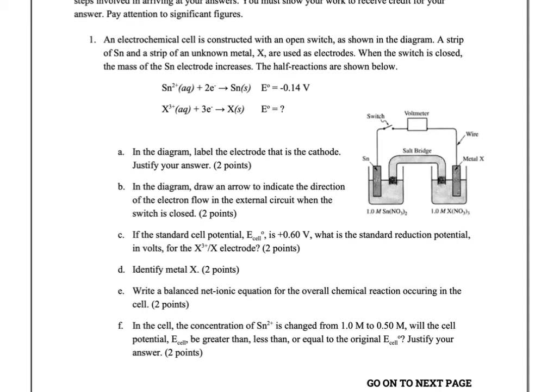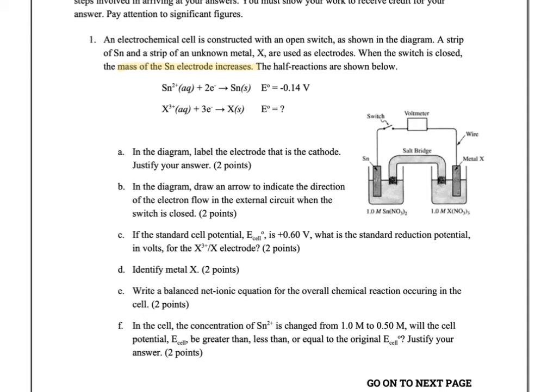An electrochemical cell is constructed with an open switch as shown in the diagram. So here's the switch. When it is closed, a strip of Sn and a strip of unknown metal X are used as electrodes. When the switch is closed, the mass of the Sn electrode increases. This is huge. The half reactions are as follows. So the first question, label the cathode and justify.